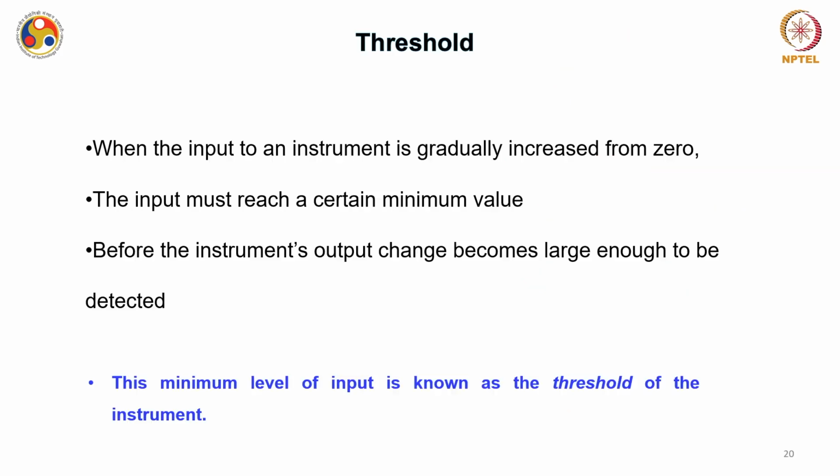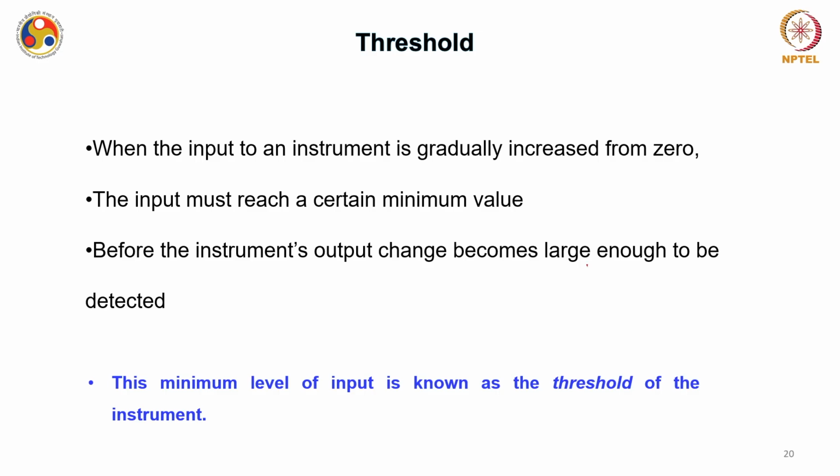Now, another important static characteristic of an instrument is threshold. When the input to an instrument is gradually increased from 0, the input must reach a certain minimum value before the instrument's output changes become large enough to be detected. So, the minimum level of input at which the output of the instrument starts responding is known as the threshold. So, let us see one example.